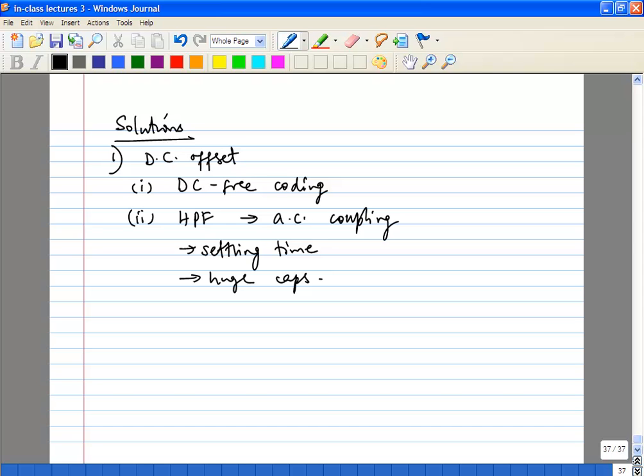Okay? You'll have huge caps. But in reality, what you will have to do is some kind of DC offset correction, either in the baseband or otherwise. Okay, so that is definitely the best way out of it. And now that you have a very powerful digital, you can do all kinds of things.